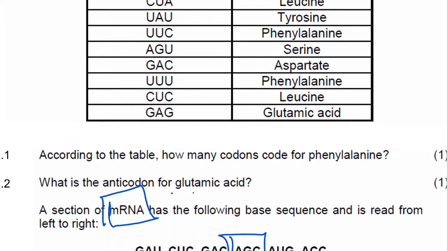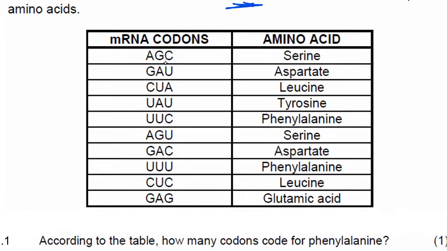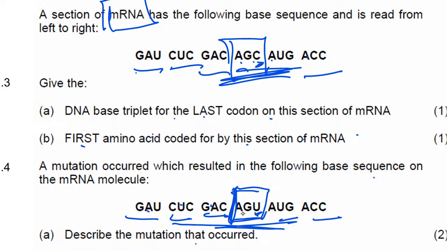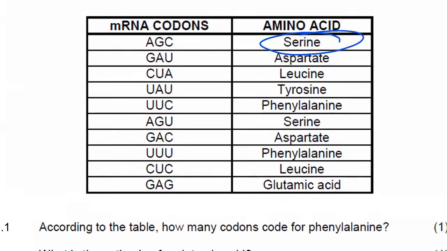AGC, did I say it right? Yes, AGC is serine, isn't it? But it changed to AGU. AGU is what? So I have to look for it. So we say this is serine, AGU. Is it AGU? Not GAU, right? AGU. AGU is also serine. You understand? It means that the mutation has changed the base in the sequence, but they code for the same amino acid.